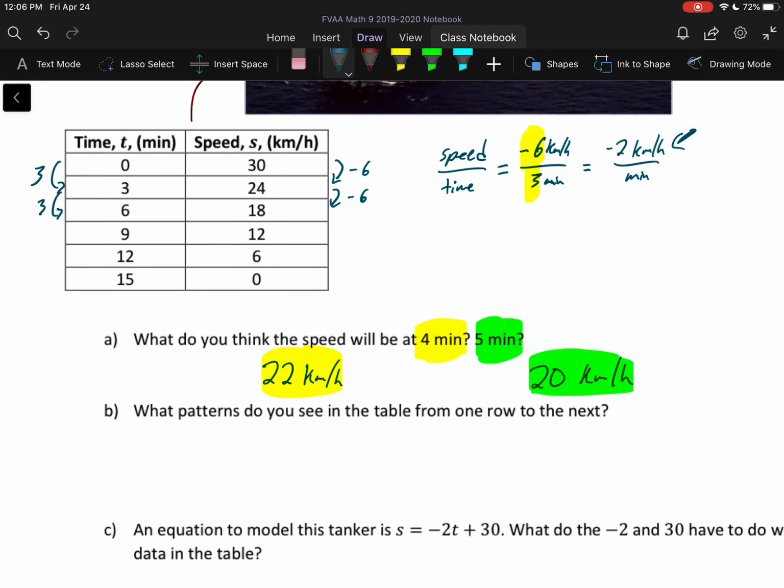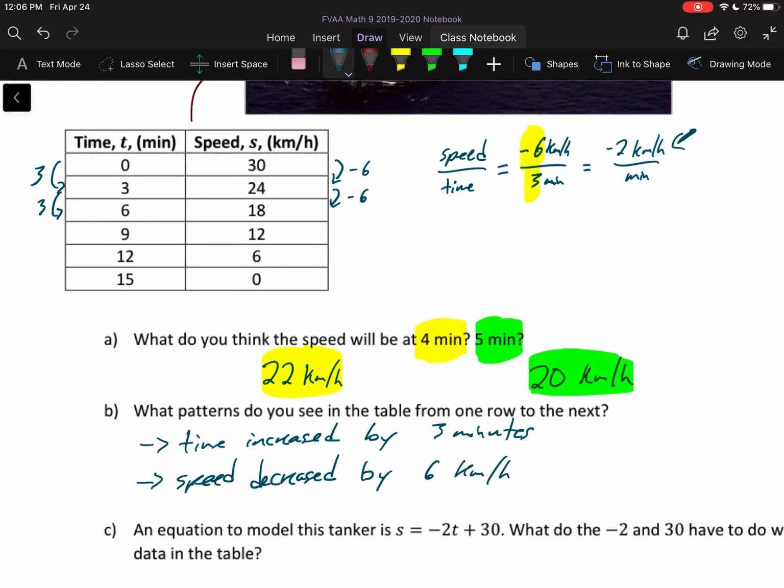What patterns do you see in the table from one row to the next? Well, we showed 2 patterns here. Time increases by 3 minutes every row, right? And speed, what did we say? Speed decreases by 6 kilometers per hour. So for every 3 minutes, you have a decrease in speed of 6 kilometers an hour.